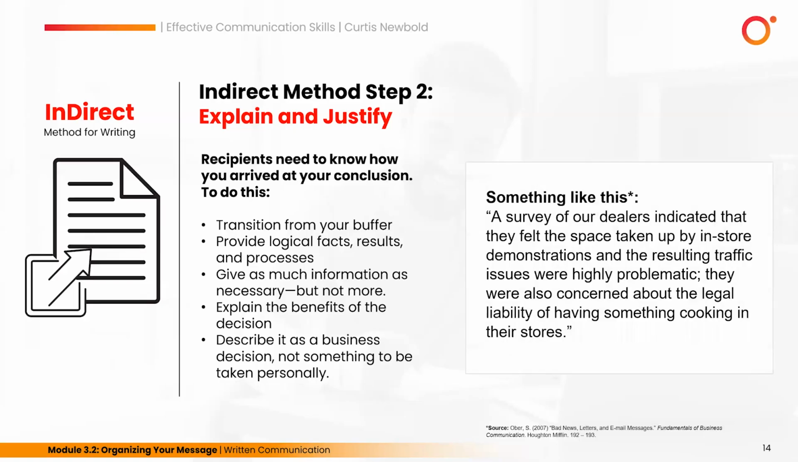So here's an example. A survey of our dealers indicated that they felt the space taken up by in-store demonstrations and the resulting traffic issues were highly problematic. They were also concerned about the legal liability of having something cooking in their stores. So you can see that's the explanation here. And it should be an explanation that your recipient can get on board with and can understand.